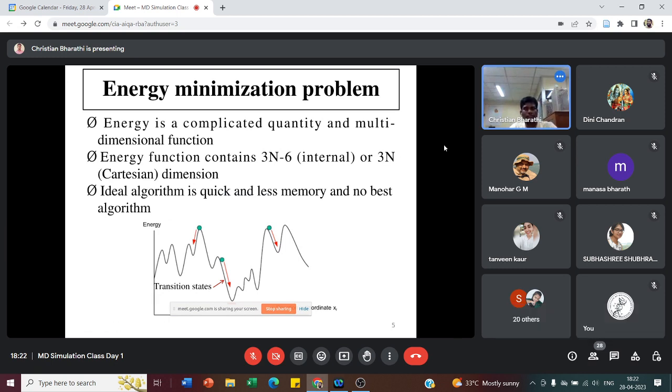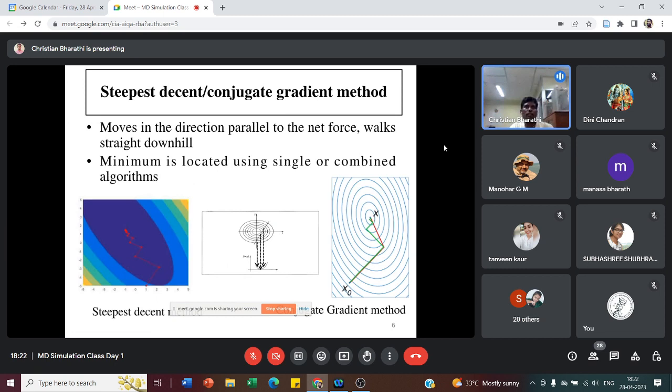Here I'll share two frequently used energy minimization algorithms. One is the steepest descent method, and the second one is the conjugate gradient method. So the first one is that.